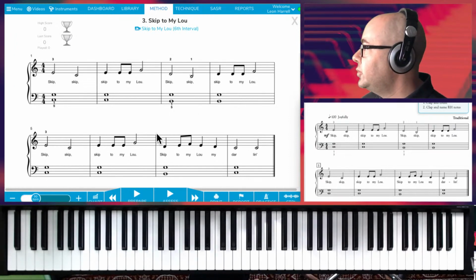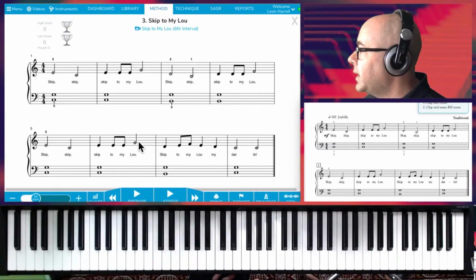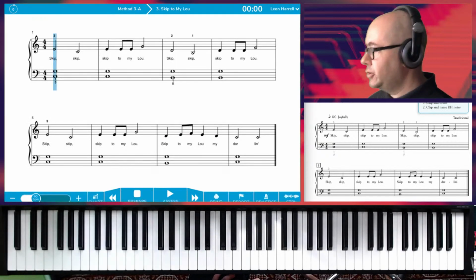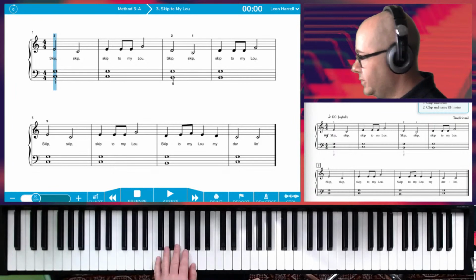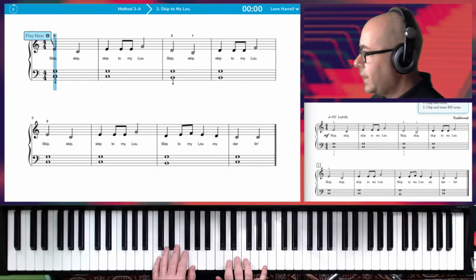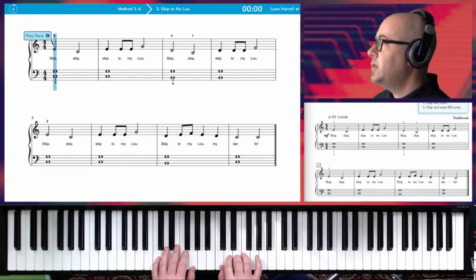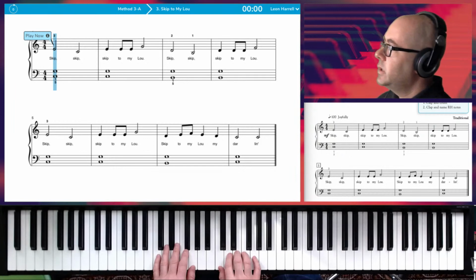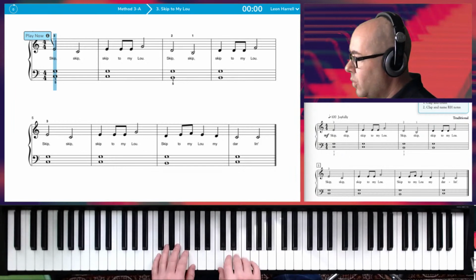But we're going to go ahead and do this example, Skip to My Lou, a very traditional children's tune that everybody would know. I'll do this in prepare mode. I'm going to go ahead and count 2 measures as we sight read this together. So left hand in place, right hand in place on the E. 2 measures, count in 1, 2, 3, 4, and 1, 2, 3, 4.